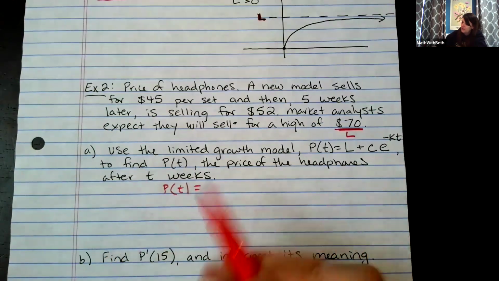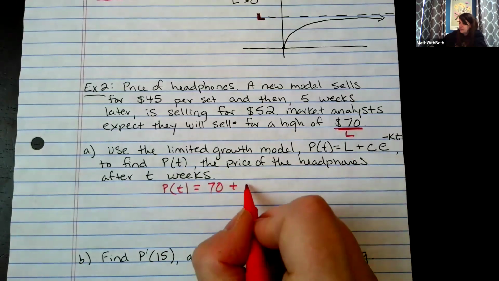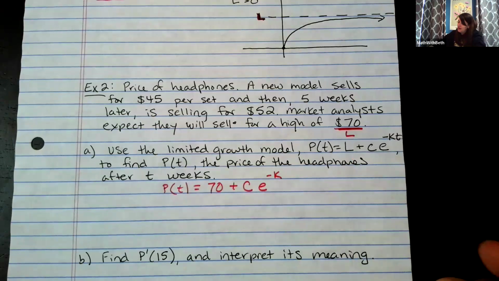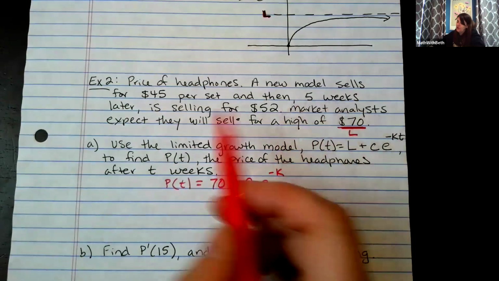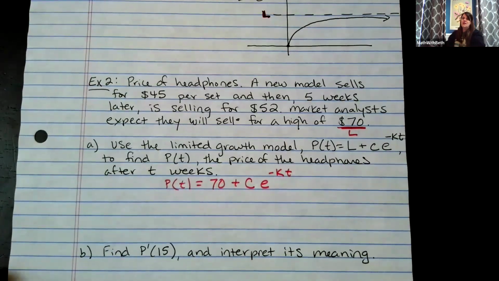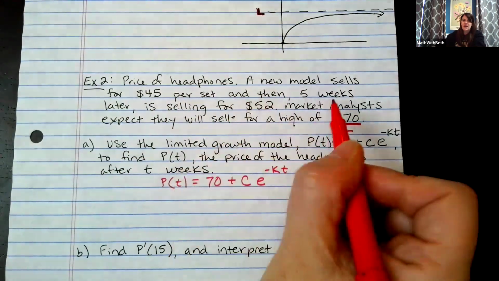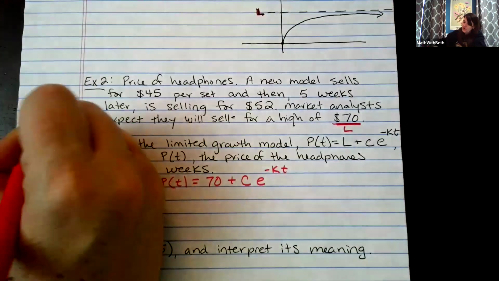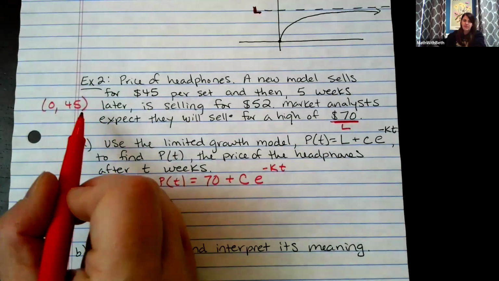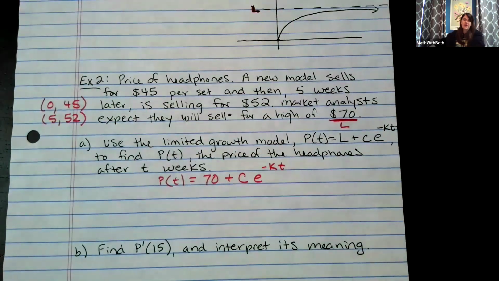So let's see what we know and what we can maybe figure out. L we know is 70. C we don't know. E is just E. K we don't know. And T we don't know overall, but we do have 2 examples, right? So I'm going to use those examples to figure stuff out. So basically, if they say it sells for $45 per set at first, and then 5 weeks later, 52, this is what I'm really hearing. That when the time is 0, it's $45, and then 5 weeks later, it's $52. So let's use that information.